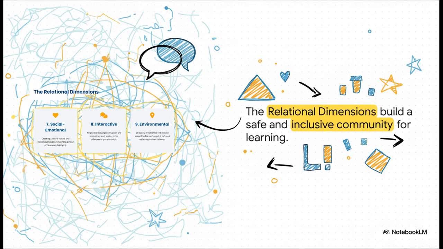This is about creating that safe, secure vibe where every single student feels like they belong. It could be something as simple as a daily check-in circle. Then there's interactive support, which is all about sparking those good conversations, using things like structured turn-and-talks. And last but not least, environmental support. This means making sure the physical space itself is welcoming and actually reflects the kids who are in it. Like making sure the books on the shelves have characters that look like them.